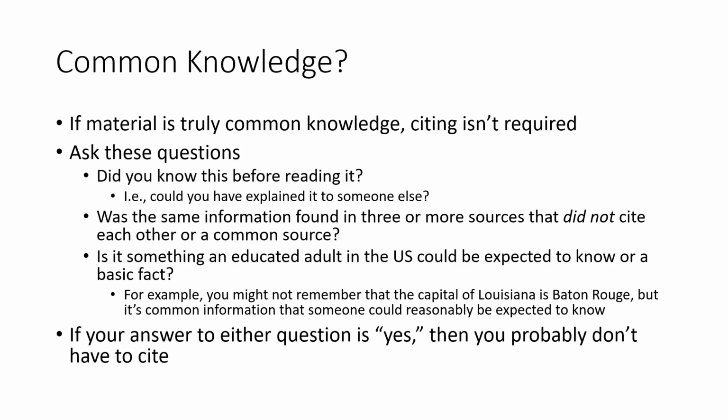As you were doing research, did you find the same information in 3 or more sources that didn't cite each other or didn't cite a common source? And/or is it something that an educated adult in the US could reasonably be expected to know or is a basic fact? Whether or not you know it, you can sort of judge for yourself, is it something that's reasonable? So you might not remember that the capital of Louisiana is Baton Rouge, but it's relatively common information. It's something that an educated adult could reasonably be expected to know.